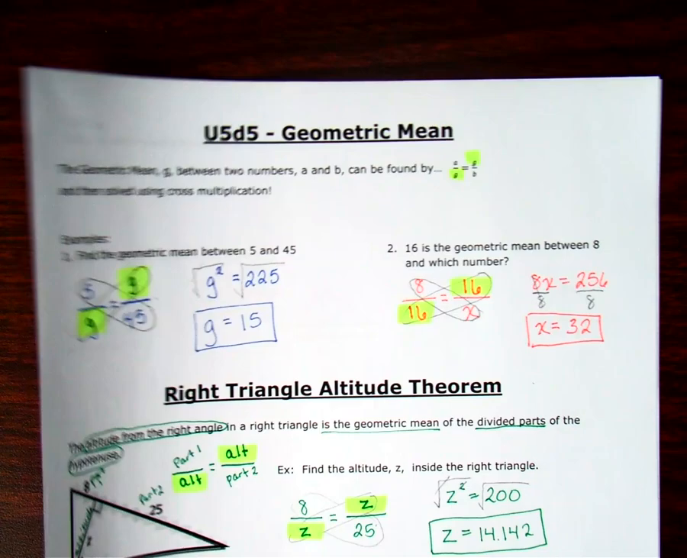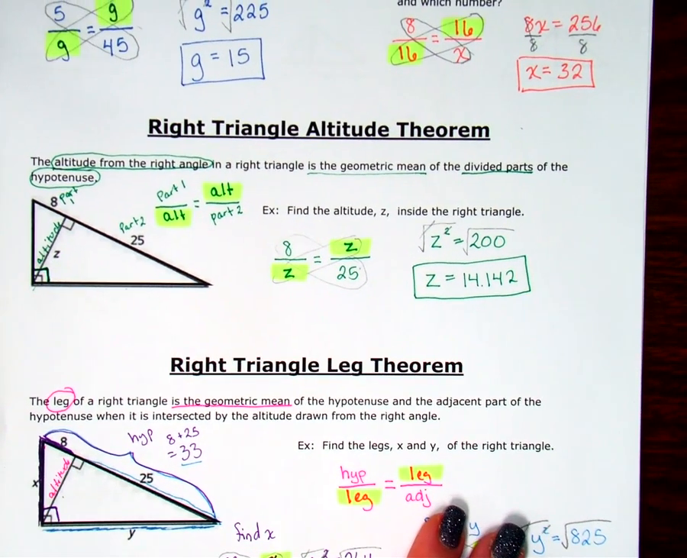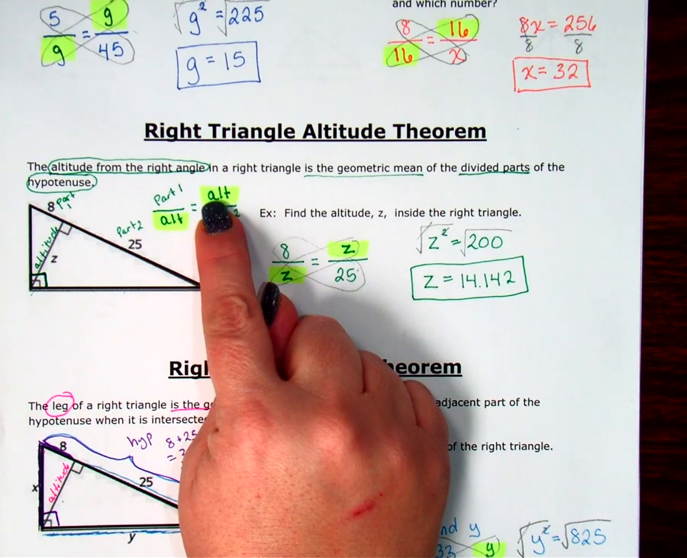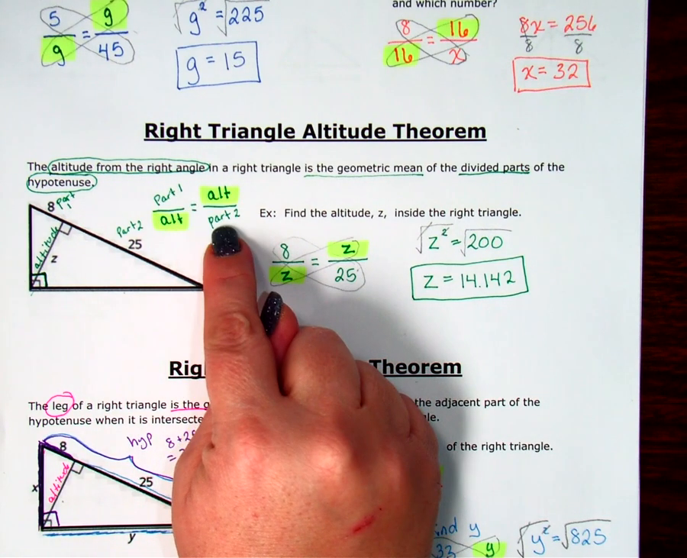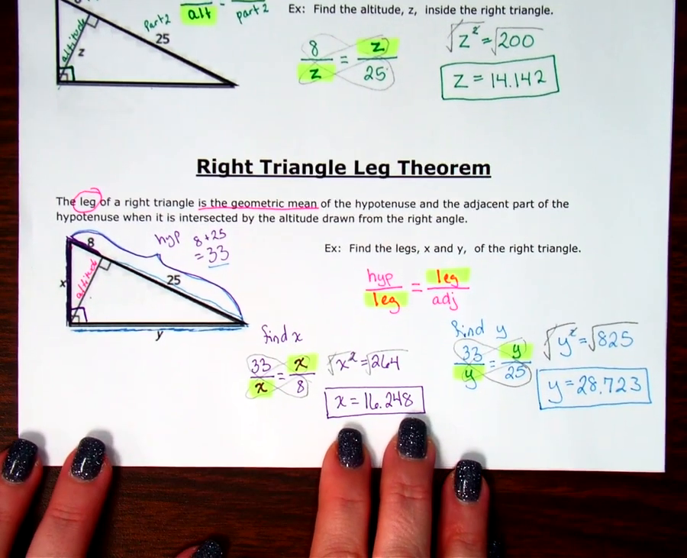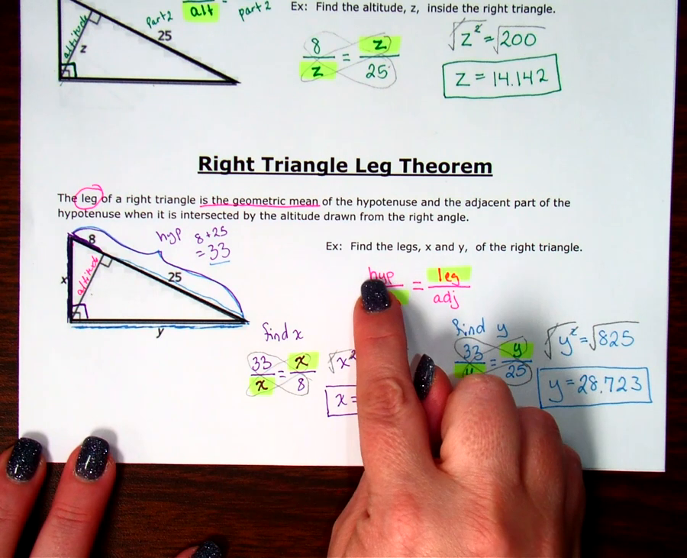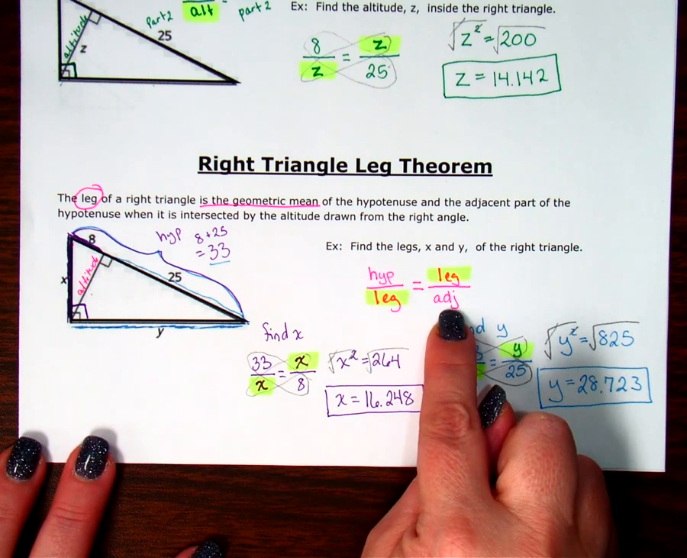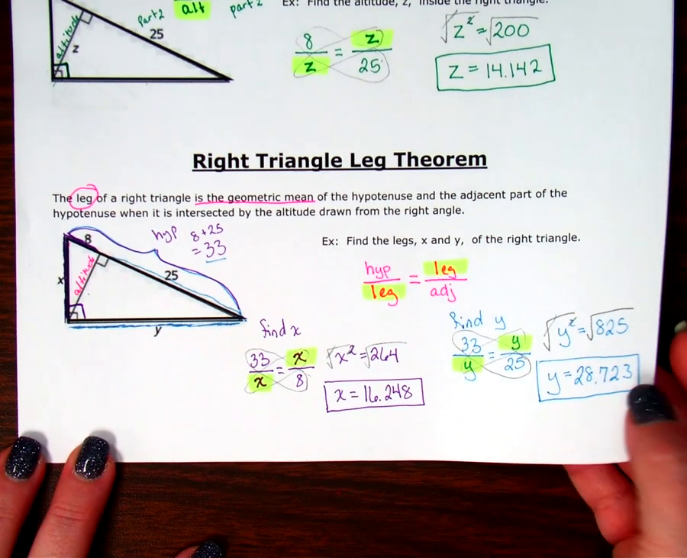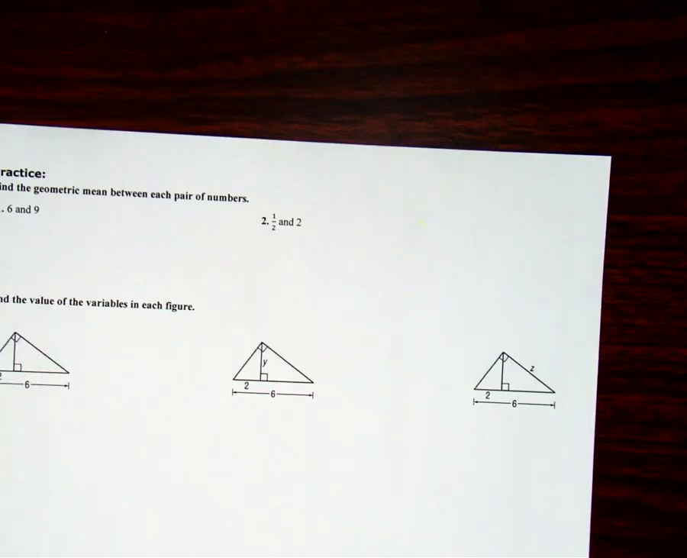Okay? We have two theorems that use the geometric mean that go with right triangles. The first one is the Altitude Theorem that says the altitude in a right triangle is the geometric mean between the two parts of the hypotenuse. And the second one, the right triangle leg theorem, says the leg of a right triangle is the geometric mean between the hypotenuse and the part of the hypotenuse that's adjacent to the leg you're working with. Okay? So let's look at some examples as we go on in the notes.